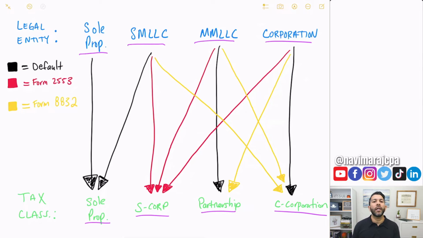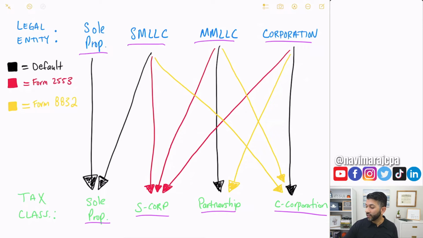Now, let me explain what I mean by default tax classification. So, at this point, you've gone to your state, and that's where you formed your entity. Well, now, how is that entity taxed? Okay, that's what the black arrows signify here on my screen. So this is the default tax classification. So if all you do is form these entities at the state level and you fill out no other documents at the federal level, this is how they will be taxed, okay? So the sole proprietorship by default is taxed as a sole proprietorship, and there's no way around that. That's the only way it can be taxed.